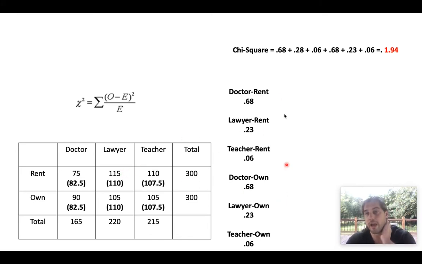So we have all these numbers. We add them all up, and we get 1.94. Forgive that errant period right there. We end up with 1.94 as our final chi-square after we sum all of these values, right? We did the right half 6 times, and now we have to sum them all up.